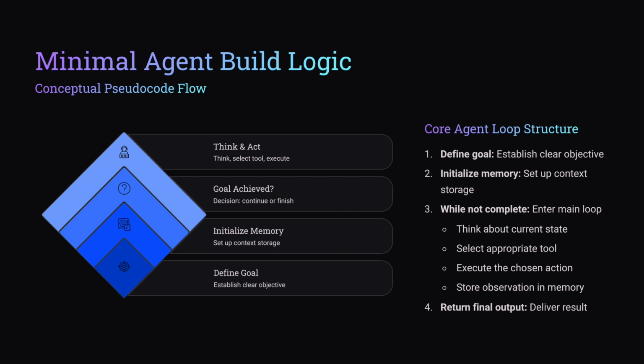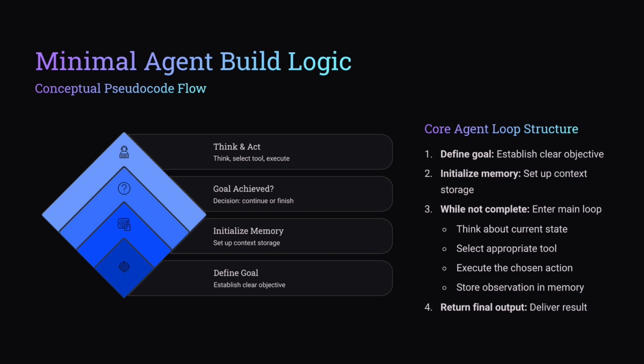Second, select tool. The agent chooses the correct external capability. For example, if it needs live data, web search. If it needs math, calculator. If it needs structured retrieval, database query. Tool selection is critical. Poor tool selection causes failure.